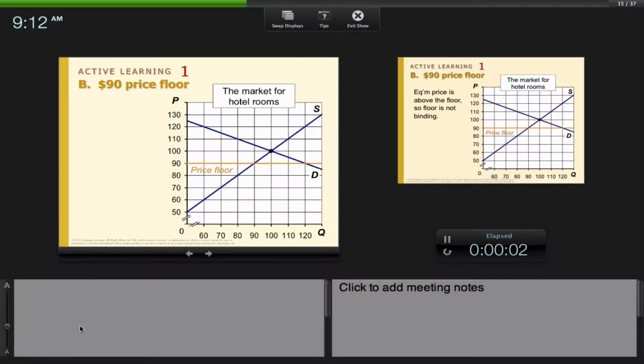So is that floor binding? Oh, wait, no. That was a ceiling. Yeah, it was a ceiling. This one's, oh, it's the floor. Is this one binding? No. Why not? Because a floor establishes a minimum price, and this floor is placed below the equilibrium price, so the minimum at this time will not be reached.